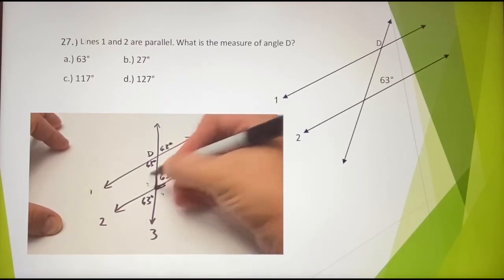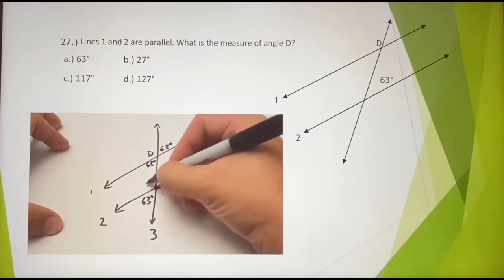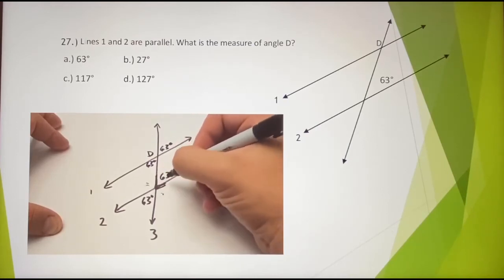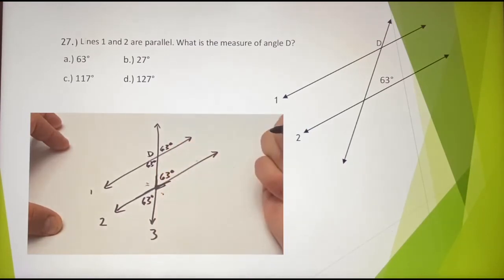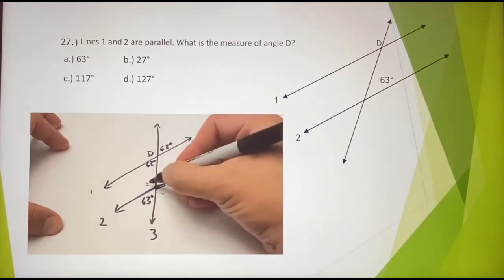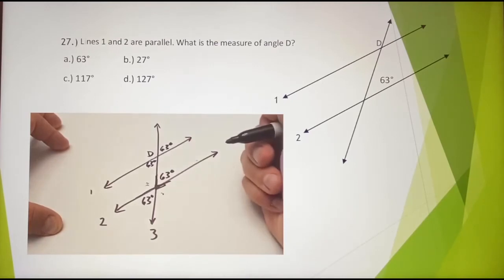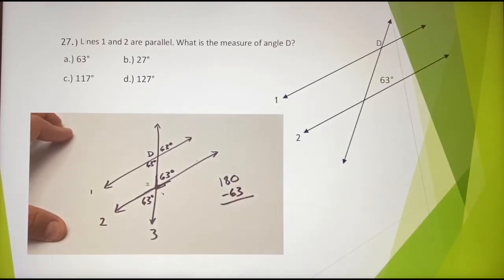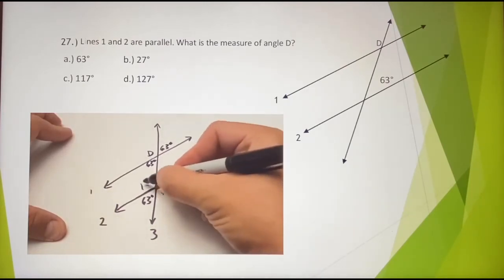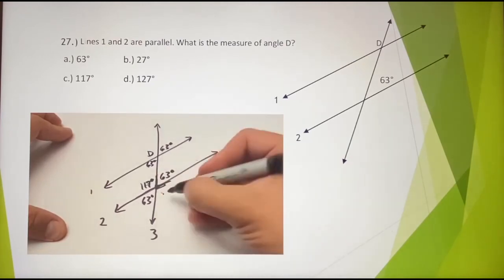The angle that's right adjacent to the angle that was given, we call these 2 a linear pair because when they're next to each other, they form a line. And these 2 angles are going to be supplementary, which means their sum is 180. So if I take 180 and subtract what we know, we're going to find that what's left over is 117.